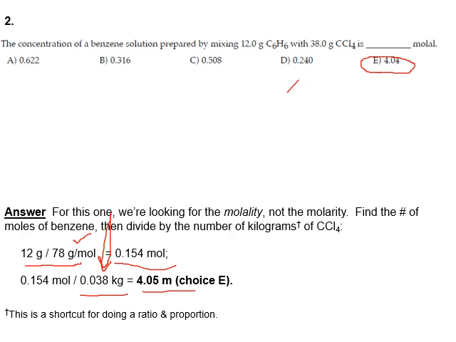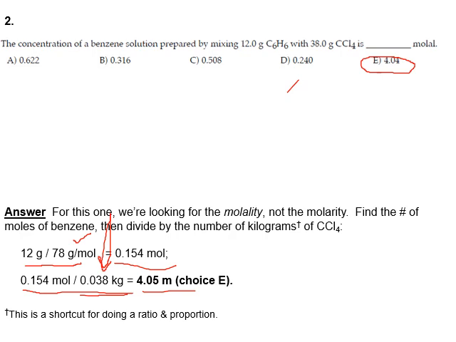It's up to you, and again, I did it that way for years, but it's easier just to do it this way, where you just find the number of moles and find the number of kilograms and then just divide. To do a ratio and proportion, and you can email me if you don't understand what I mean by that, you would say I've got 0.154 moles in these 38 kilograms, so that equals X over 0.038.